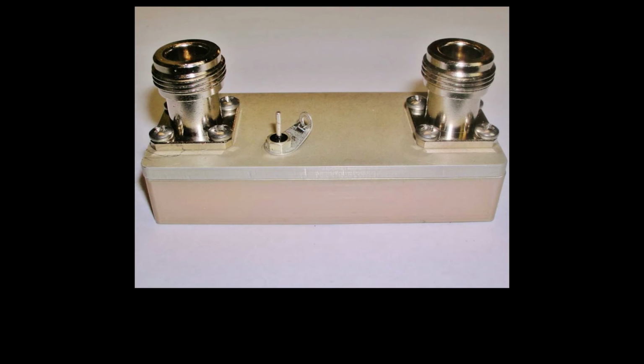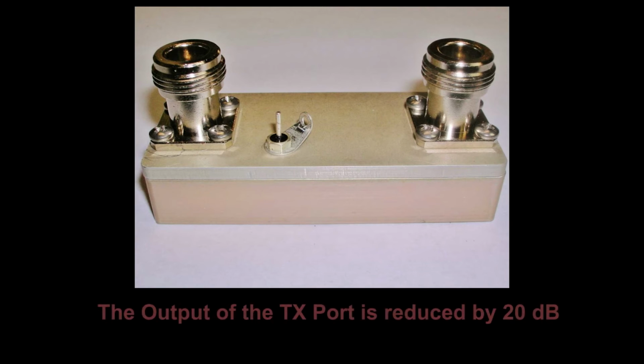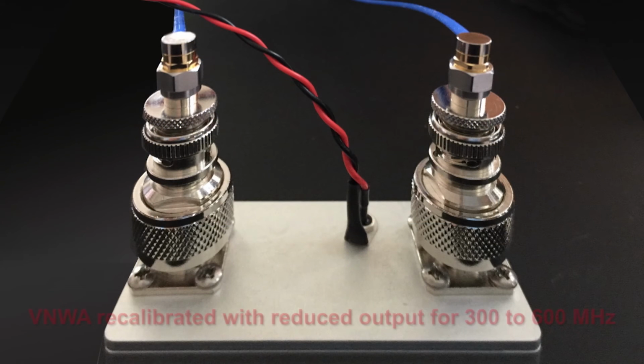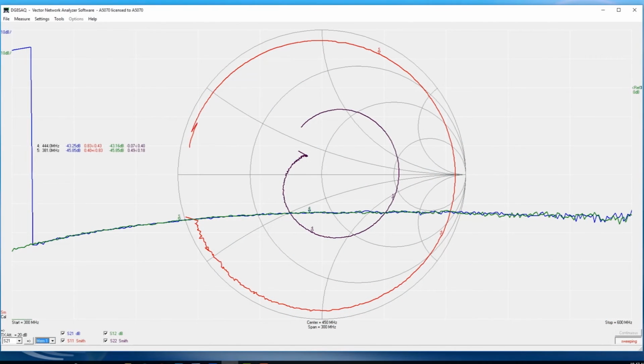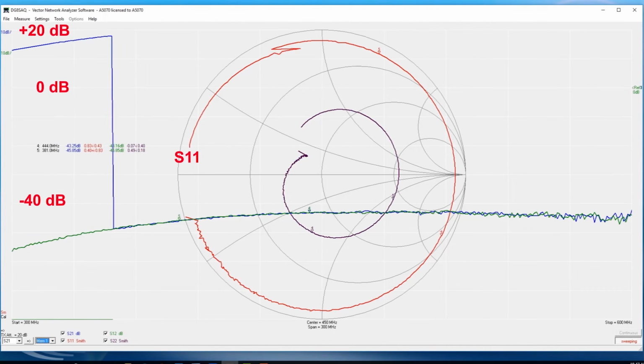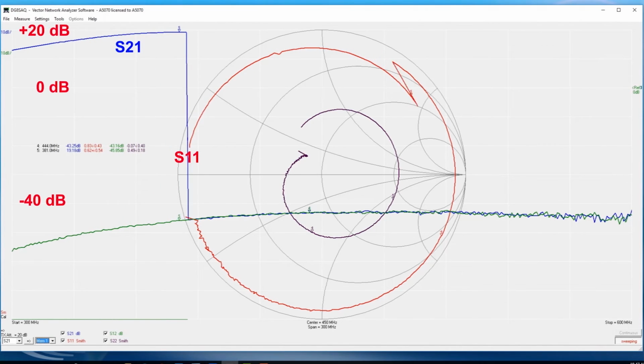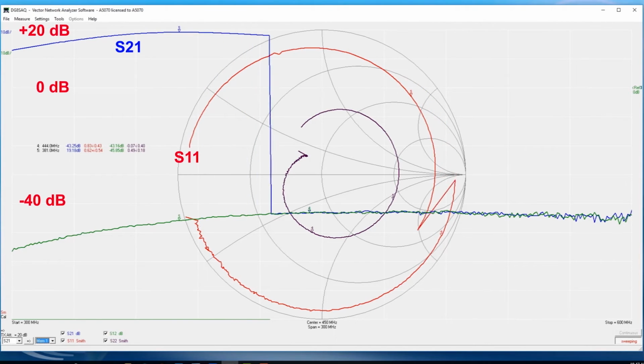When measuring amplifiers, we have to be careful not to overload the RX port of the Vector Network Analyzer. So to compensate for the amplifier gain, we have reduced the output of the VNWA tracking generator by 20 dB just to be safe. Also, the VNWA has been recalibrated with this reduced output for a frequency range between 300 MHz to 600 MHz. Here's the start of the frequency scan, which will run in the forward and reverse directions, so we can see both the input and output impedances and reflection coefficients.